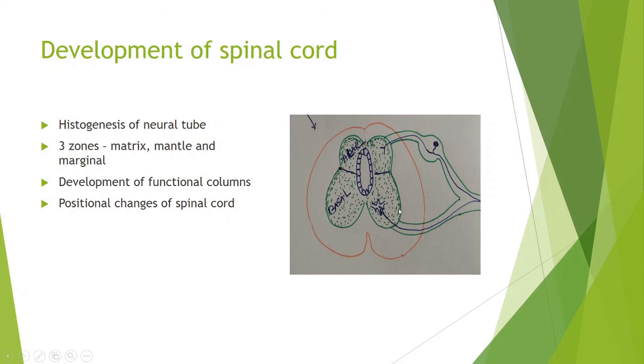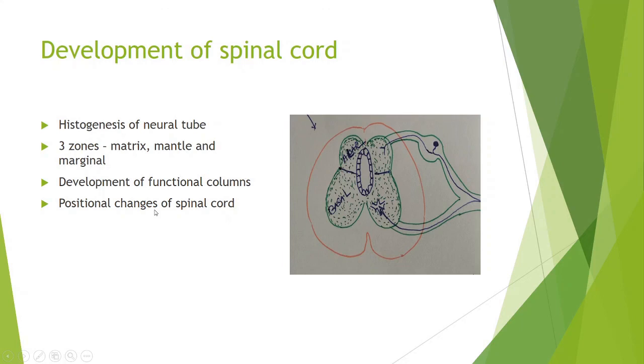This is the basal plate, anterior. It is the basal, or motor functionally, and posterior is the alar plate. In this way, two functional columns are developed, and there is also further development. Both the plates again have general and visceral parts, which will be discussed later.